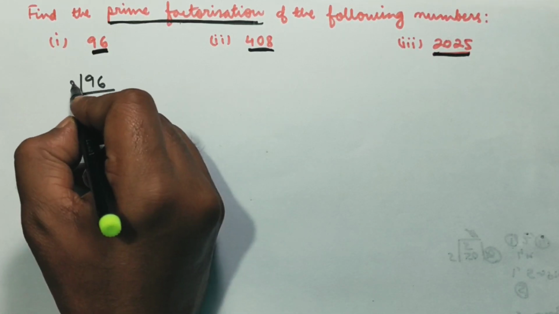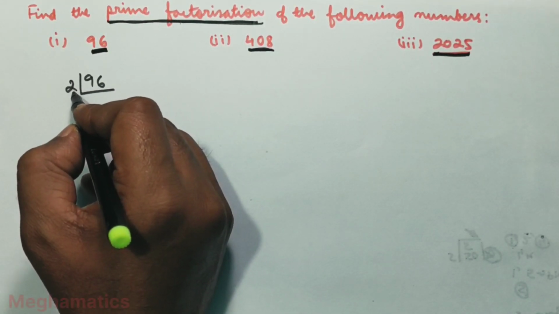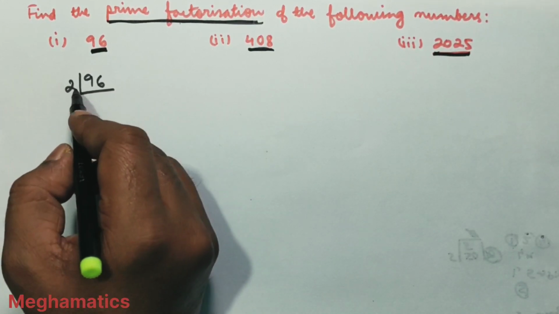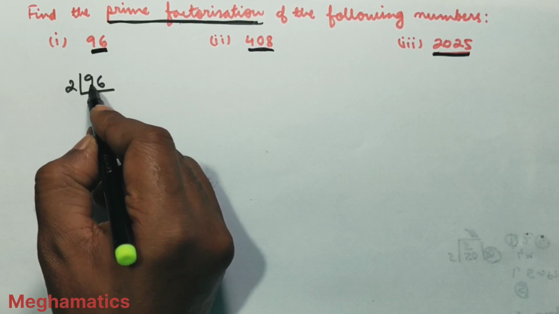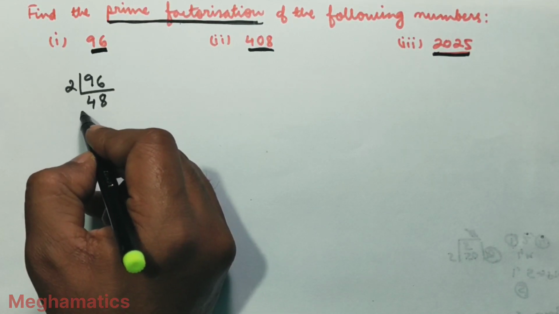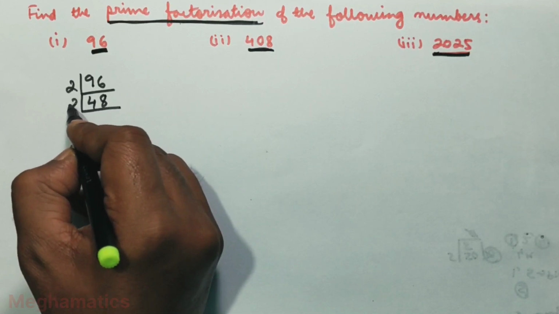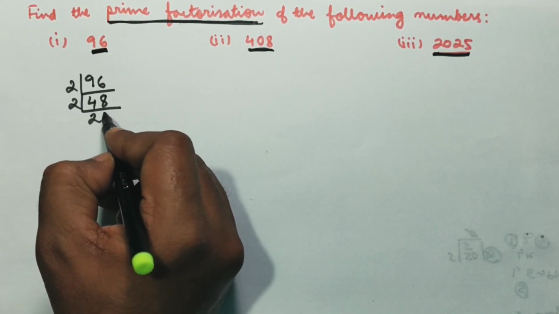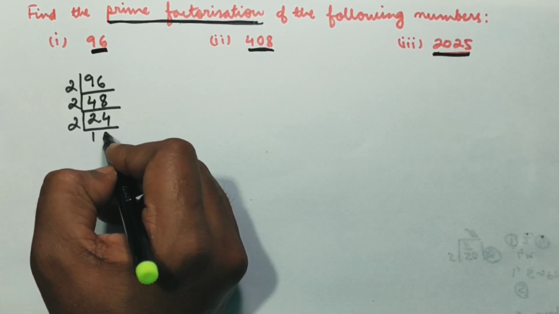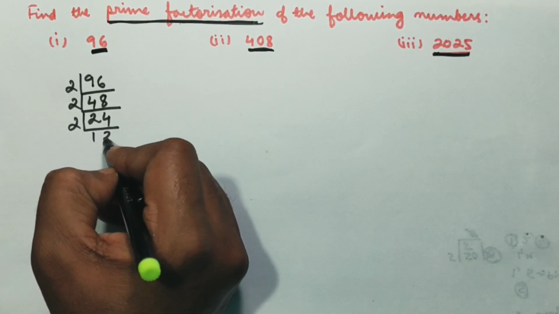If we divide it by 2, because 2 is a prime number, so we have to divide only by the prime number. 2 4s are 8, remain 1, 1 6 16, 2 8s are 16. Again if we divide by 2, 2 2s are 4, 2 4s are 8. Again if we divide by 2, 2 1s are 2, 2 2s are 4.